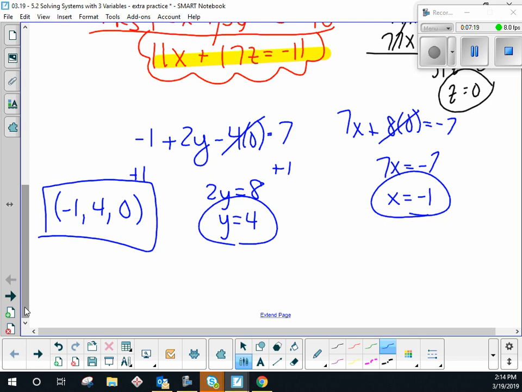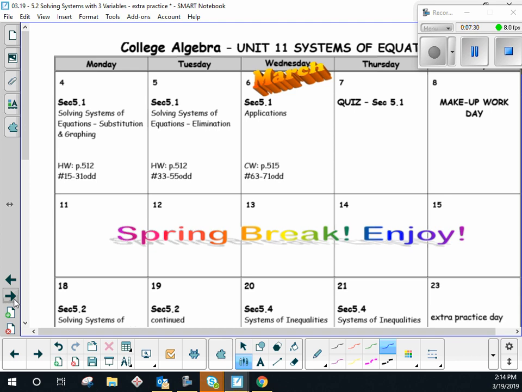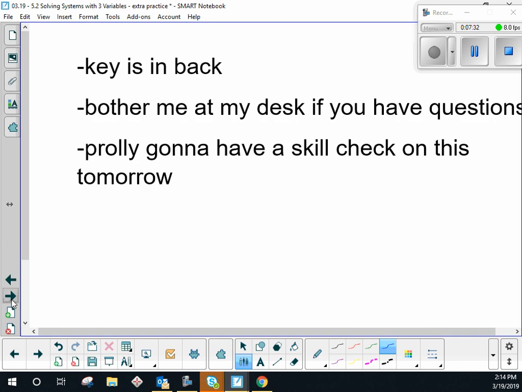There we go. You have the rest of class to work on your homework. The key is in the back. You may have your music. Does anybody need this up anymore? Do I want you to bother me at my desk if you have questions? Yes. Also, probably going to have a skill check on this tomorrow. Just so you know.